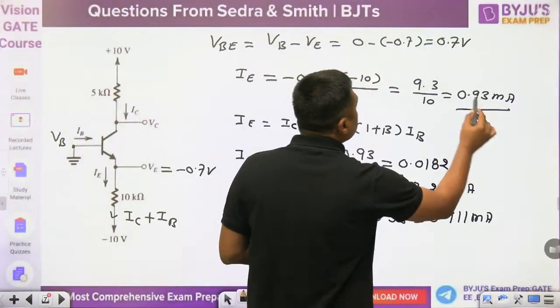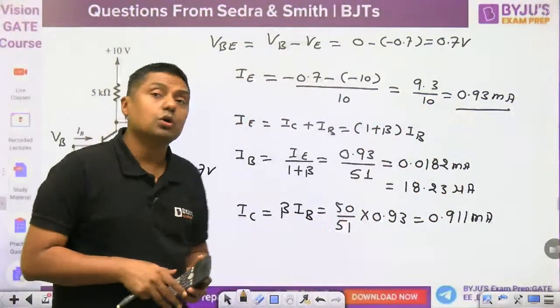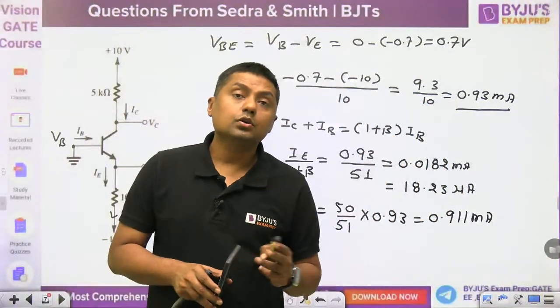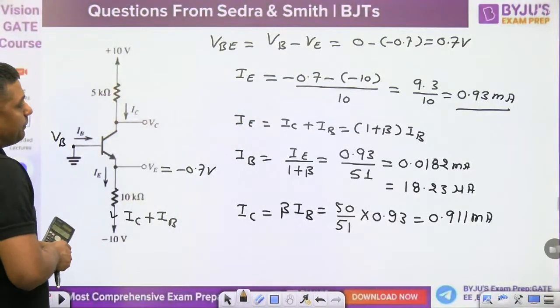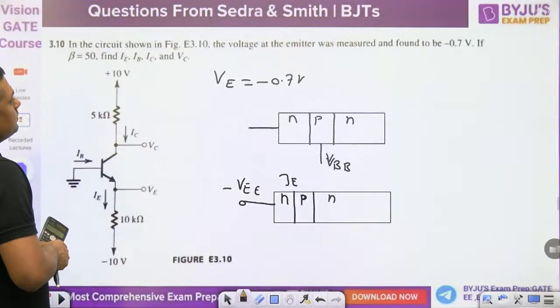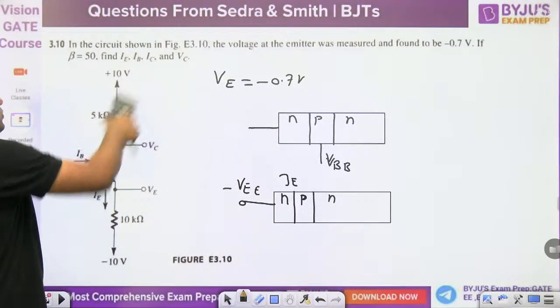It is slightly less than what? Emitter current, because IC is equal to alpha IE. So you can find alpha. Alpha is nothing but beta upon 1 plus beta. So we have IE, IB, IC and VC.